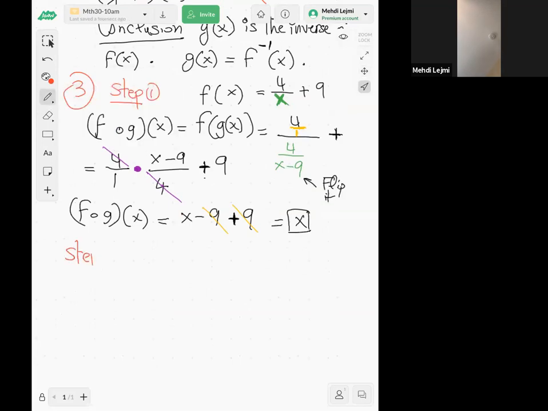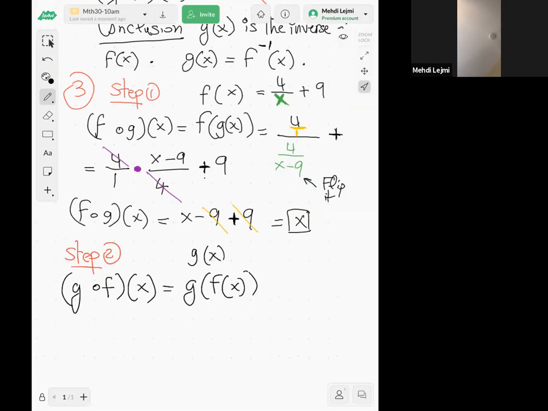Step 2. Now I have to compute g composed with f. So g first, and then f. So g of f of x. Again, g is 4 over x minus 9. Here's my x with the green. So this is 4 over, and the x now is going to be f. My f is 4x plus 9. That's my f, right? And then don't forget there's a minus 9.